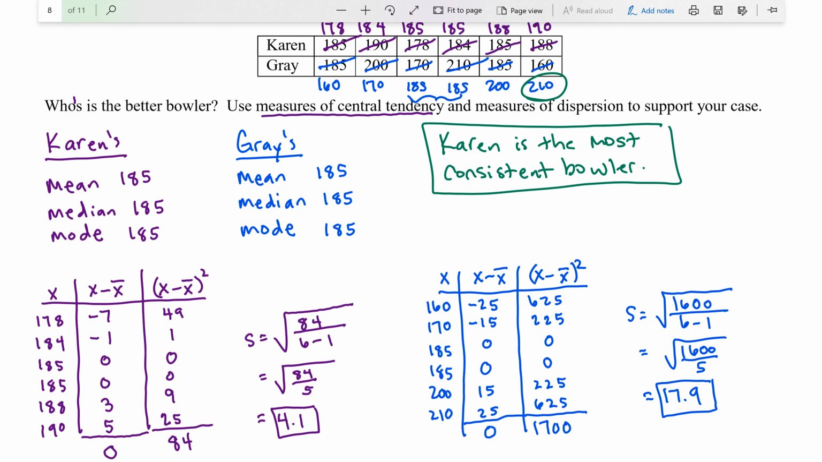All right, so the range and standard deviation are our typical measures of dispersion.